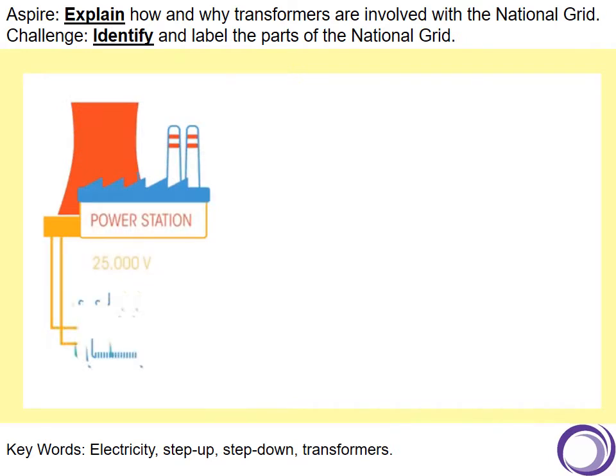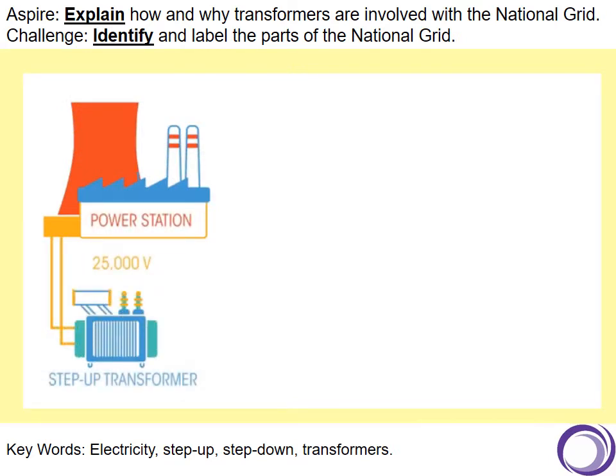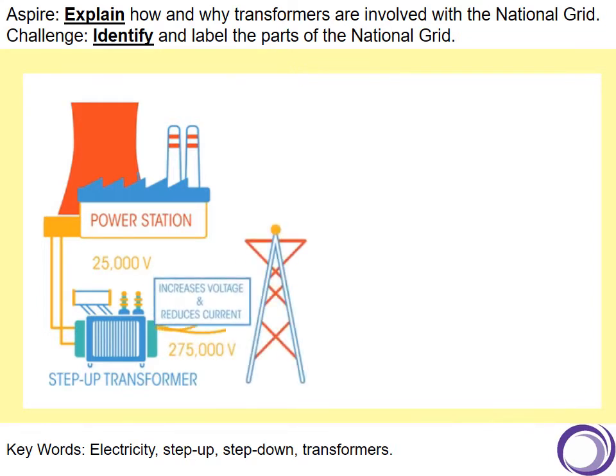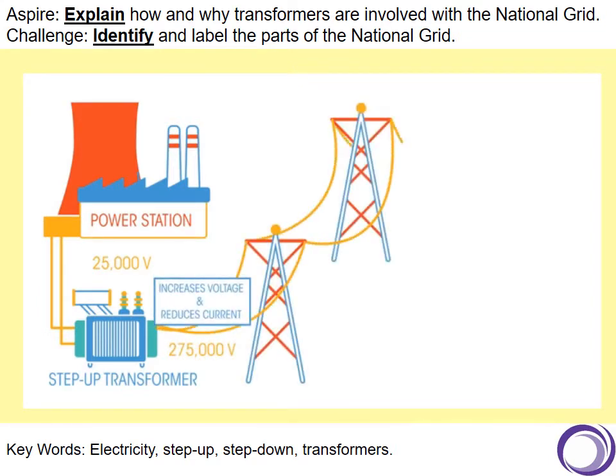When the electricity leaves the power station, it passes through a step-up transformer. A step-up transformer increases the voltage and reduces the current. Reducing the current makes the transfer of electricity more efficient, as less energy is lost as heat.